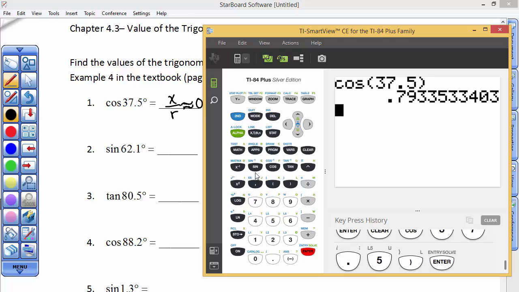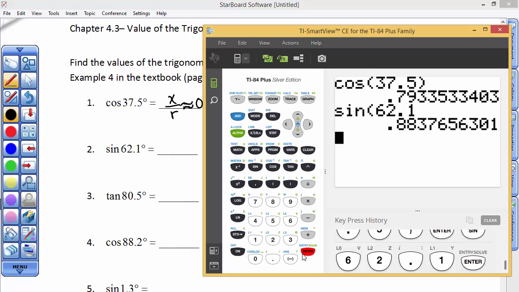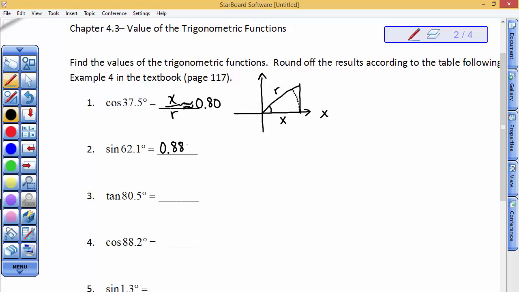So I'm just going to type the next one. Sine of 62.1 degrees. 0.884. I'm going to round these to the thousandths place, 4 decimal places. 0.884 is what the calculator told me the sine of 62 degrees is.